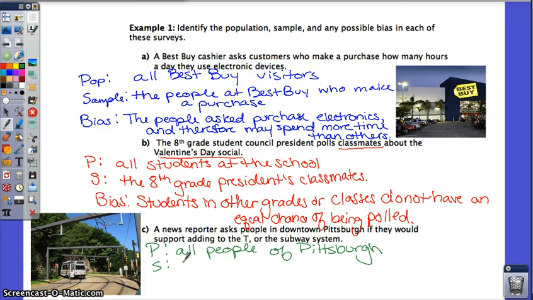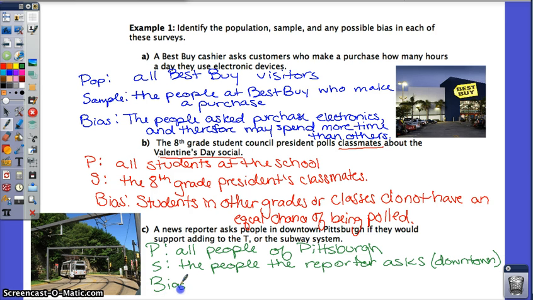So they ask the people, it's just the people the reporter asks. And it's downtown. Is this representative of the whole population, or is there maybe some room for some bias? Let's think about this. The people who are downtown either live down there or they work down there. Chances are, do you think that they would be more or less supportive of adding to the T? I definitely think more supportive. So there is a bias.